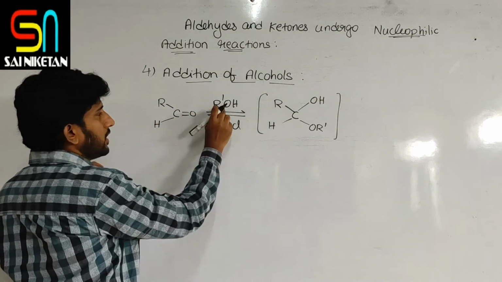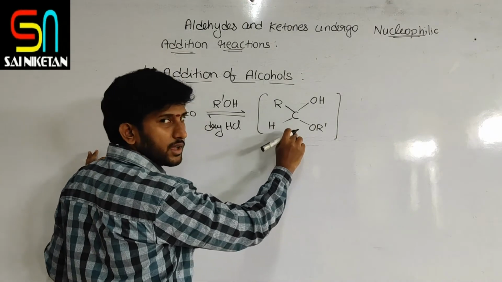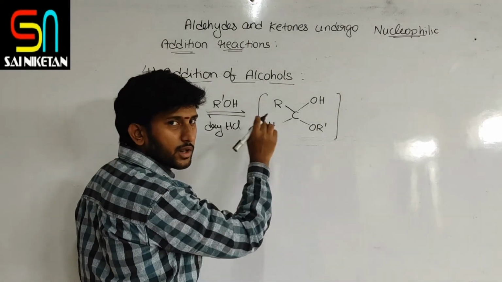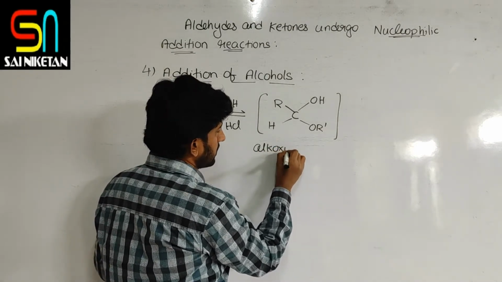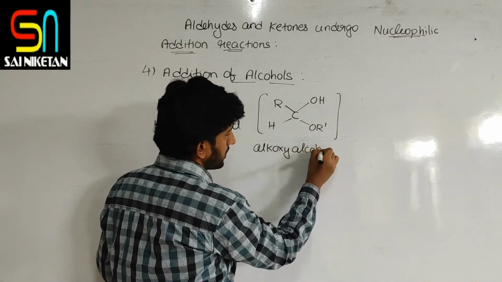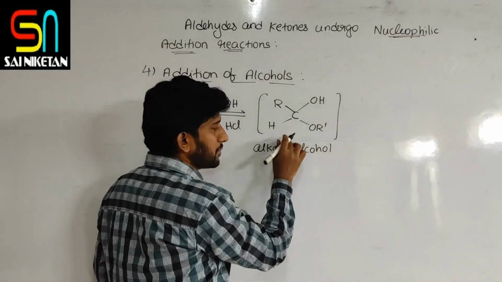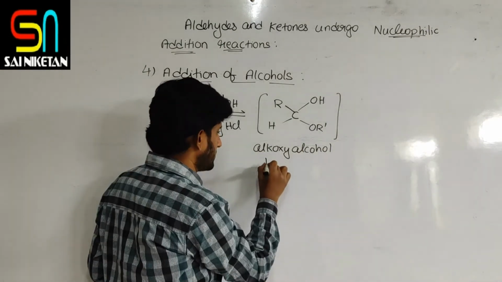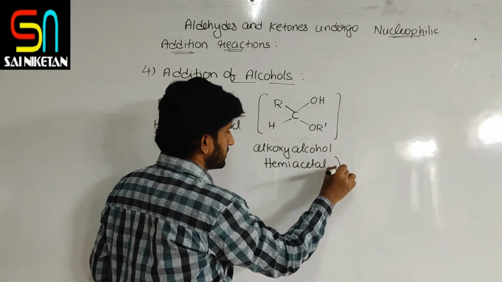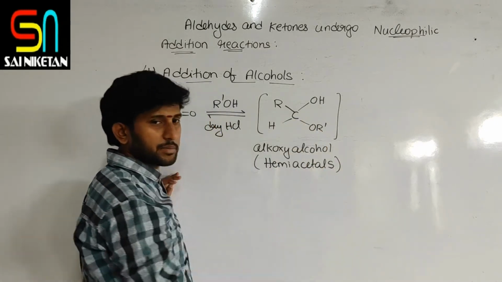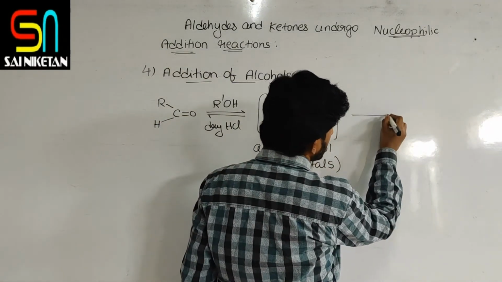So when 1 mole of alcohol reacts with 1 mole of aldehyde, this type of alkoxy alcohol intermediates are formed. Such alkoxy alcohol compounds are called hemiacetals. Then afterwards the reaction continues with 1 more mole.